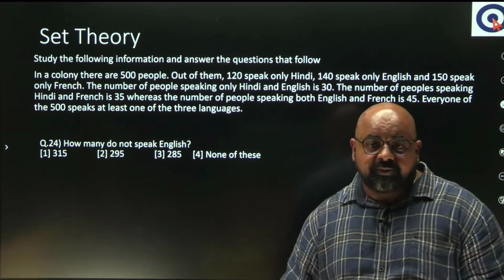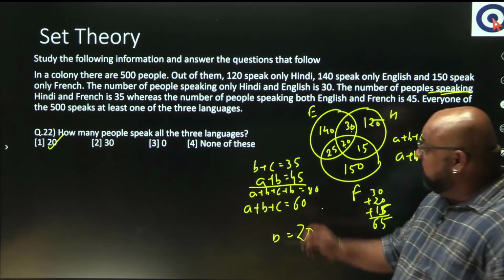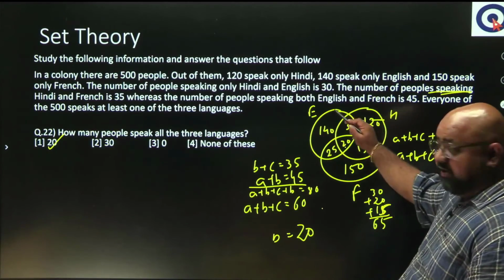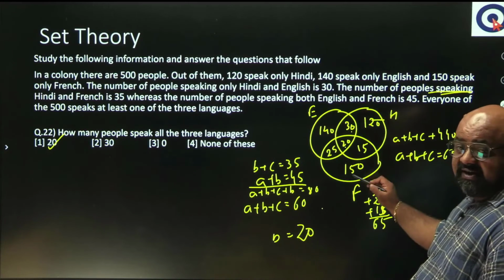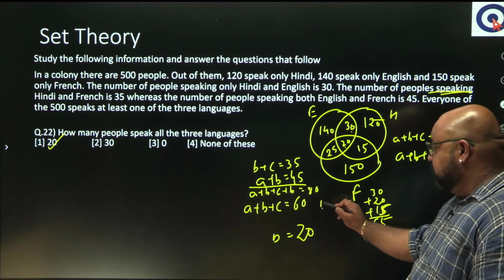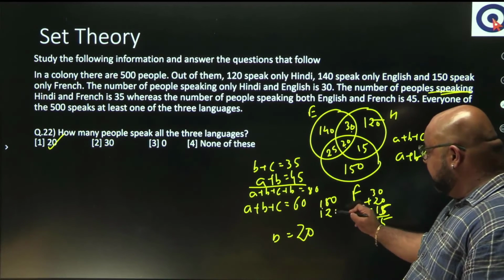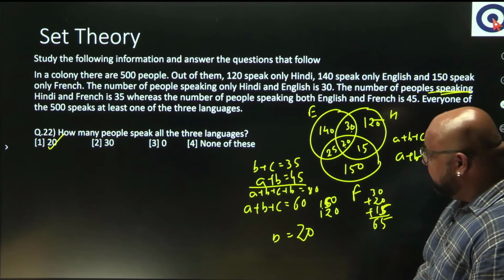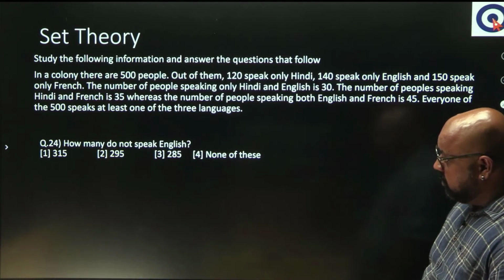How many do not speak English? Let's go to the diagram again. This entire circle is for English. The ones outside these circles are the ones who do not speak English. So 150 plus 120, 270 plus 15, that comes out to 285.